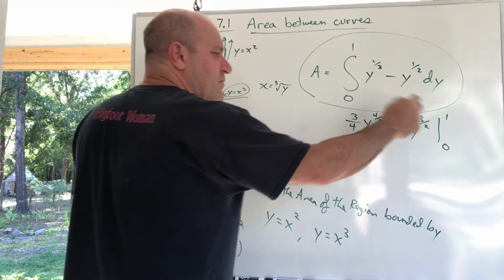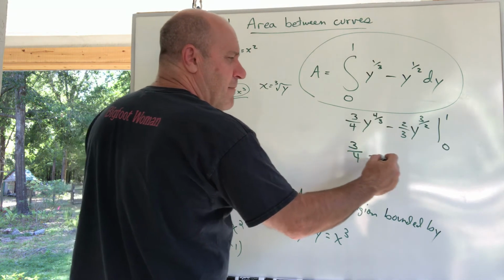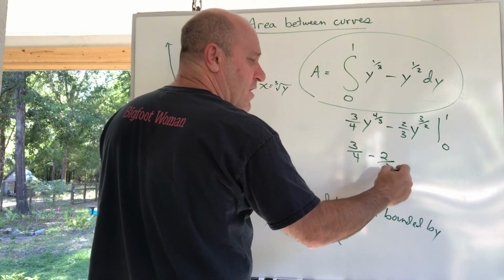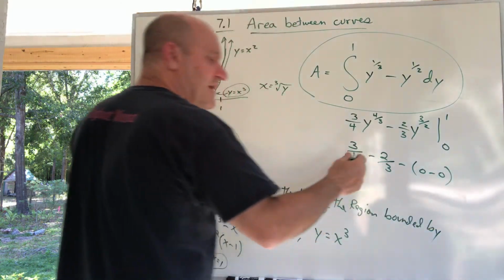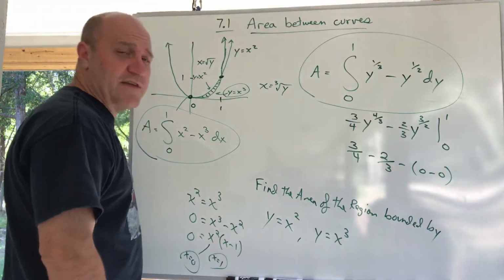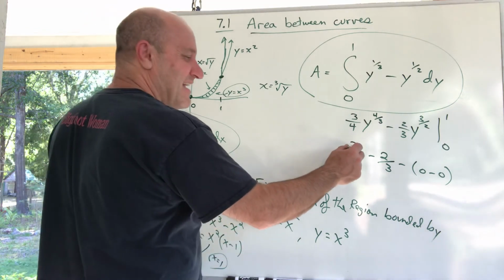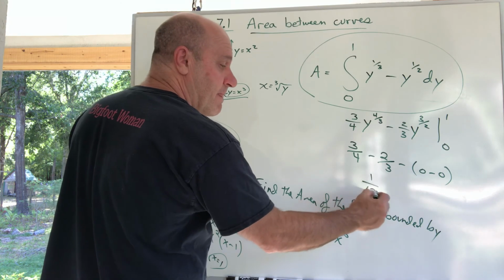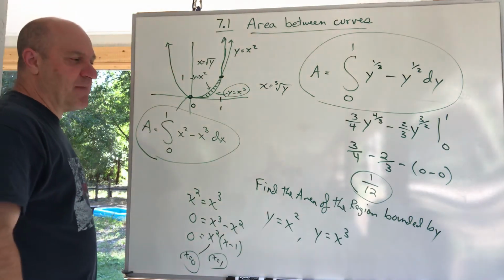That'll be pretty easy when you plug in a 1. 1 to the 4th, that's a 3/4. Minus, plug in a 1 there, that's a 2/3. When you plug in your zeros, those are a bunch of zeros. So there it is, 3/4 minus 2/3. Everybody knows that's 9/12 minus 8/12. That's 1/12. That should confirm that it's 1/12. You can do the math if you want.